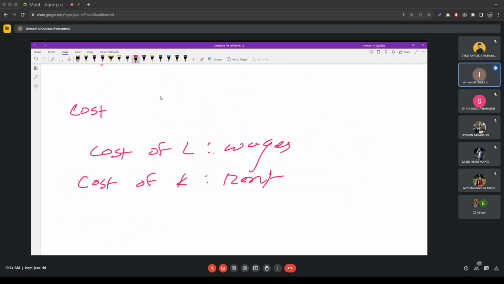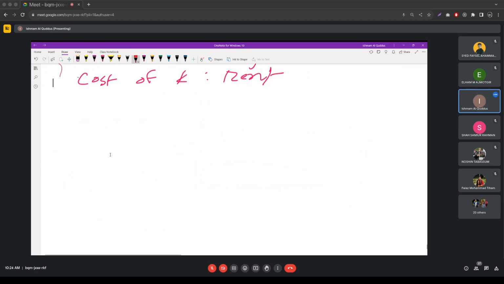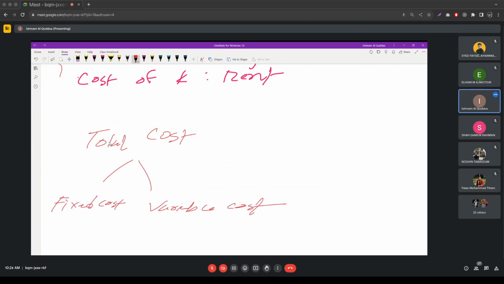Now let's focus on one factor. When we talk about this, we'll talk about it later, don't worry. But when we talk about cost, total cost can be divided into two parts. One is the fixed cost, another one is the variable cost. Fixed cost and variable cost.